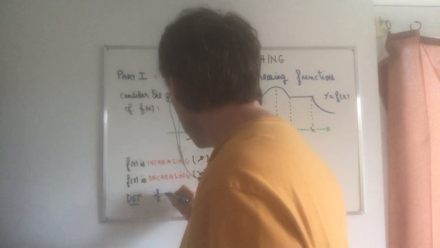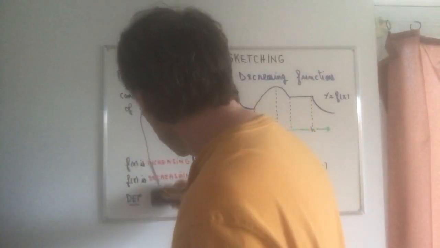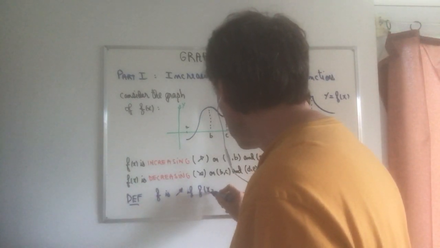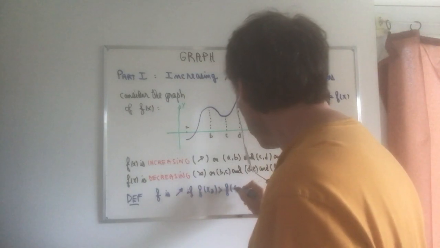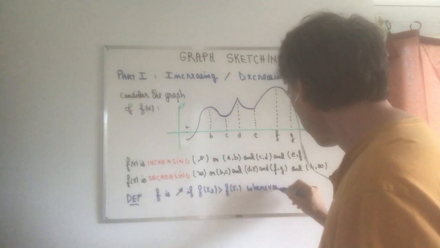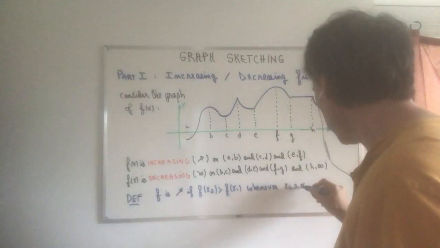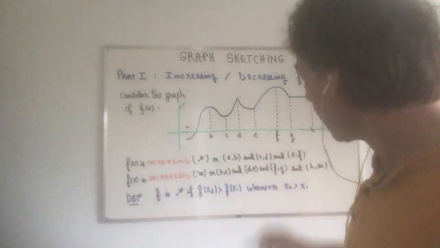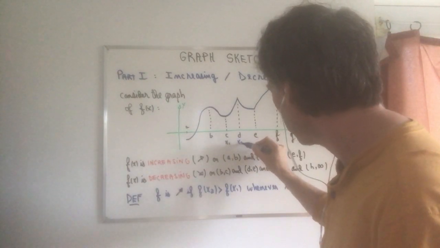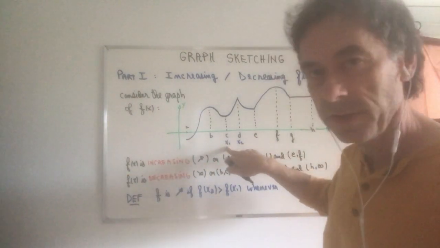f is increasing if f of x2 is greater than f of x1 whenever x2 is greater than x1. That is to say, you could have here, for example, an x1, and you could have here, for example, an x2. So you can see that x2 is larger than x1.